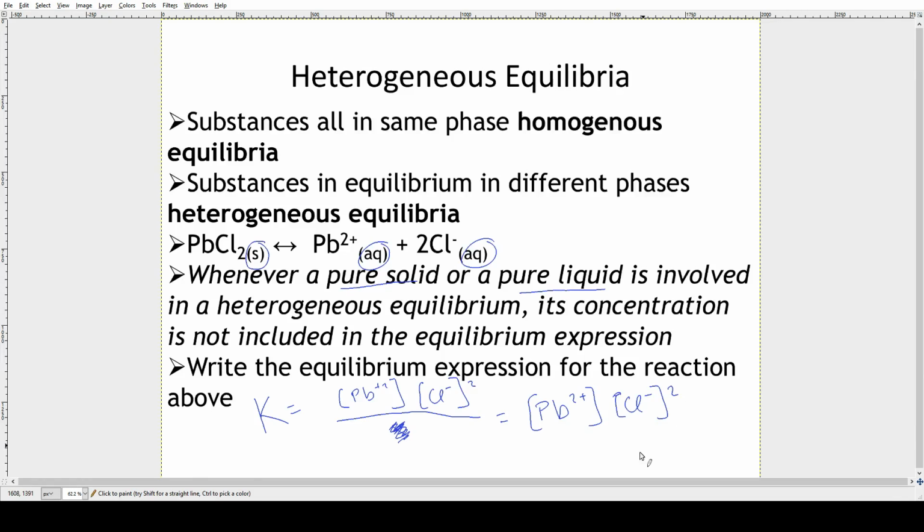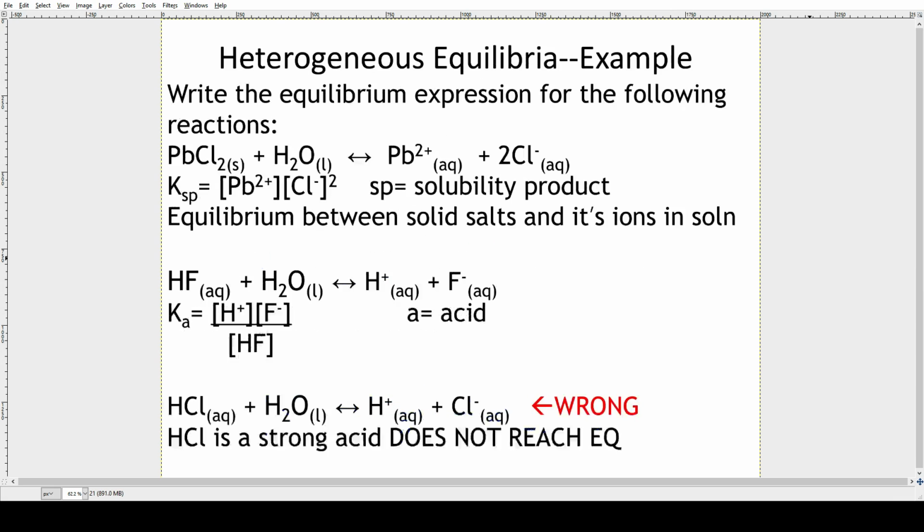That's it. You're done. I like these ones. Less writing. Okay, so here are some examples.